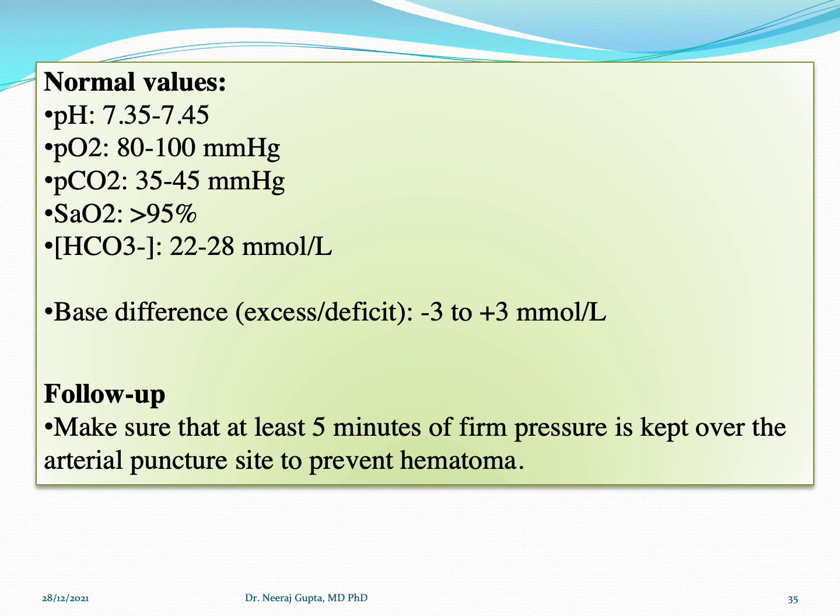Here are some of the normal values of the parameters which we measure. pH 7.35 to 7.45, PO2 80 to 100, PCO2 35 to 45 millimeters of mercury, saturation of oxygen 95%, bicarbonate level 22 to 28 millimoles per liter, base difference, excess or deficit, -3 to +3 millimoles per liter. Make sure that at least 5 minutes of firm pressure is kept over the arterial puncture to prevent hematoma. As you know, this is a high pressure system.